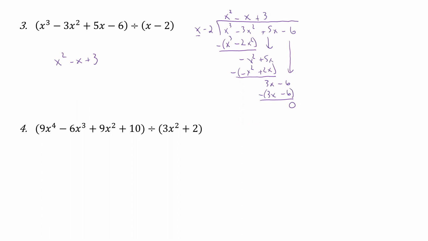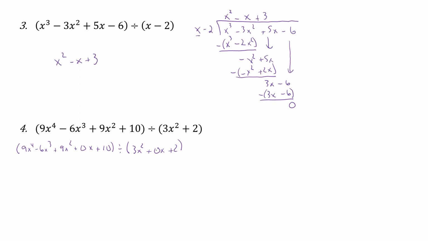All right, so the next one is a little bit different because now we don't just have a plain old x out in front. We have this x squared term. And we also notice we're missing a term here. So what we need to do is, first off, let's rewrite this into 9x to the fourth minus 6x to the third plus 9x squared plus 0x, because we're missing that x, plus 10. And that's divided by, now we have 3x squared. Now we're missing this x here too, so plus 0x and then plus 2. So we have to fill in the missing spots on not only the dividend, but also the divisor.